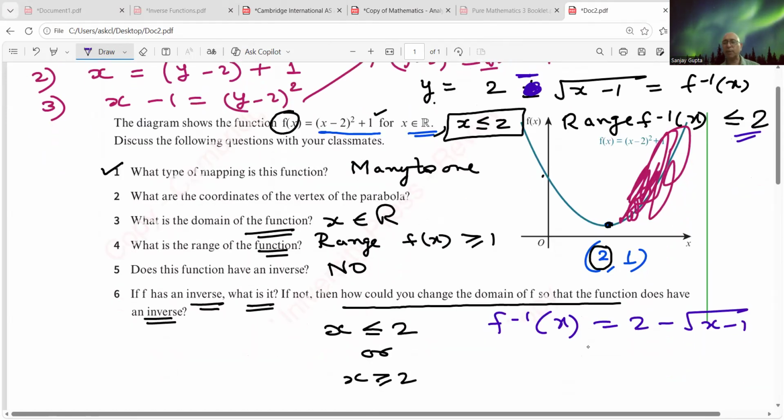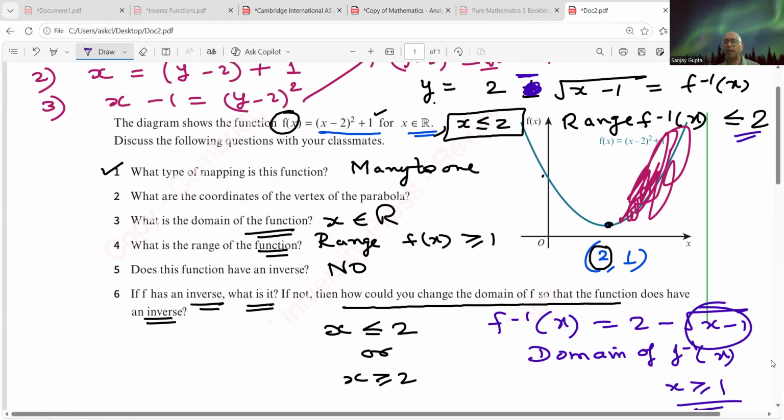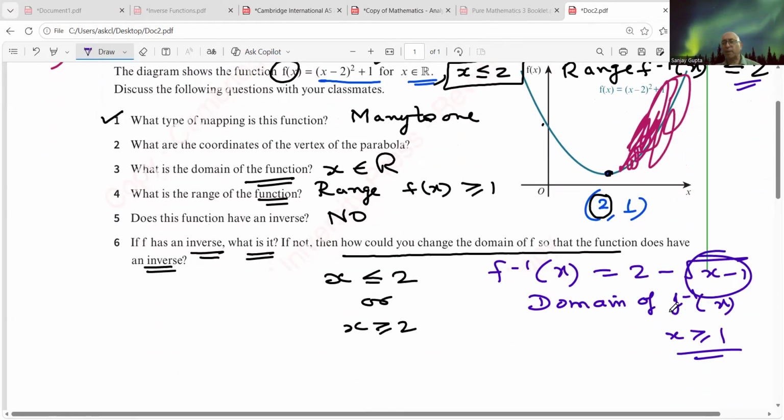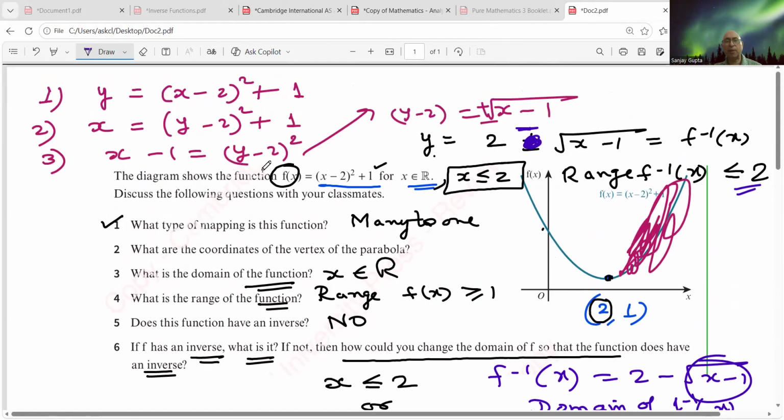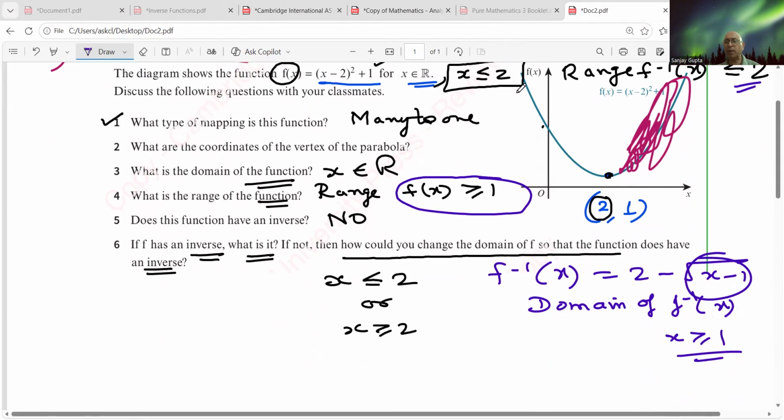And the domain of this function, the domain of f inverse, is going to be x greater than or equal to 1, because this is x minus 1 and we can't take the square root of a negative number. And that is the domain. And what was the range of f(x)? Range of f(x) was also, we wrote, greater than or equal to 1. See here. Range of f(x) is the same as domain of f inverse. Greater than or equal to 1, here also greater than or equal to 1.